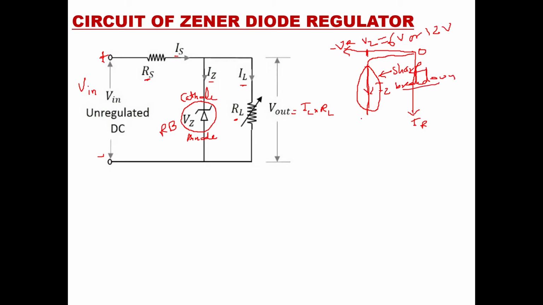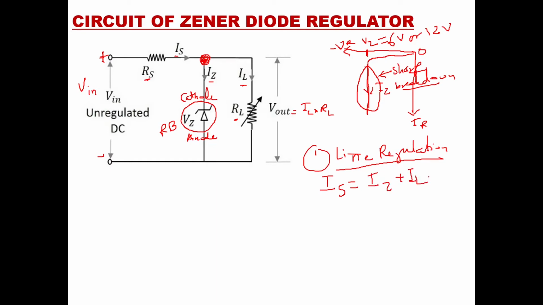Okay. Now, while explaining this circuit, first we should consider what is line regulation. Line regulation. Okay. Now here for line regulation, students, we will see what happens at the node over here. This is the node. At this node, you see that the source current IS is equal to the Zener current plus the load current. Okay, this is one condition according to your KCL.